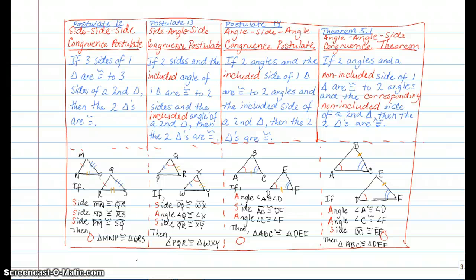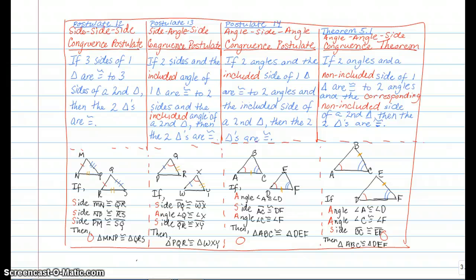So if you look at PQ, those are the sides, it corresponds to segment WX, they are congruent. The included angle is the angle that would be between the two sides. So that's what it means by included angle. So the angle between segment PQ and segment QR is angle Q.